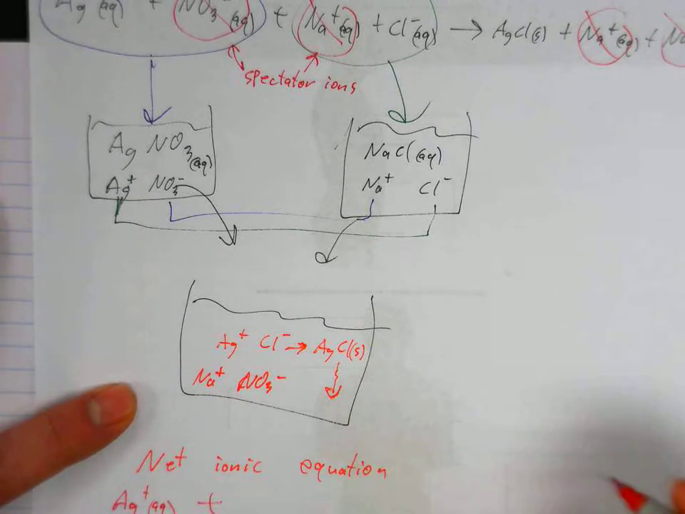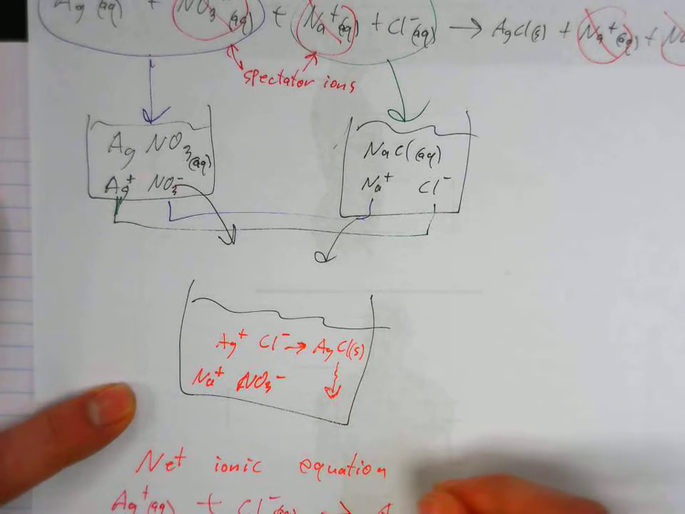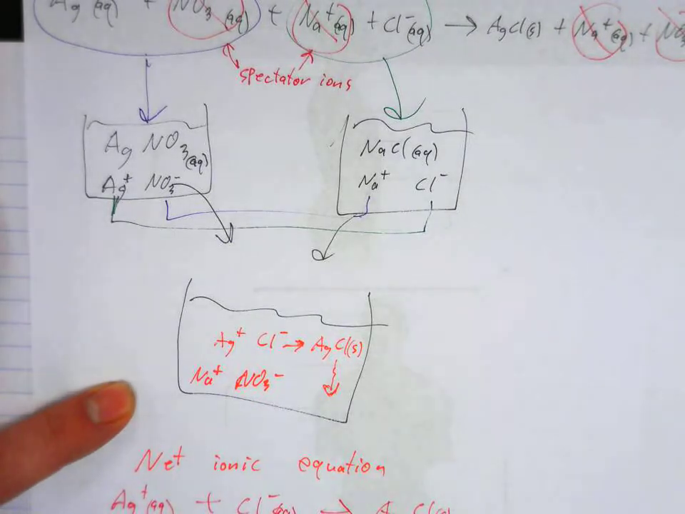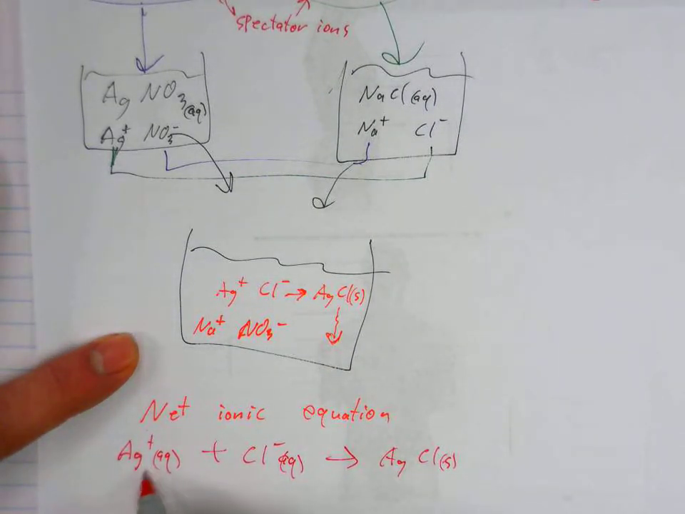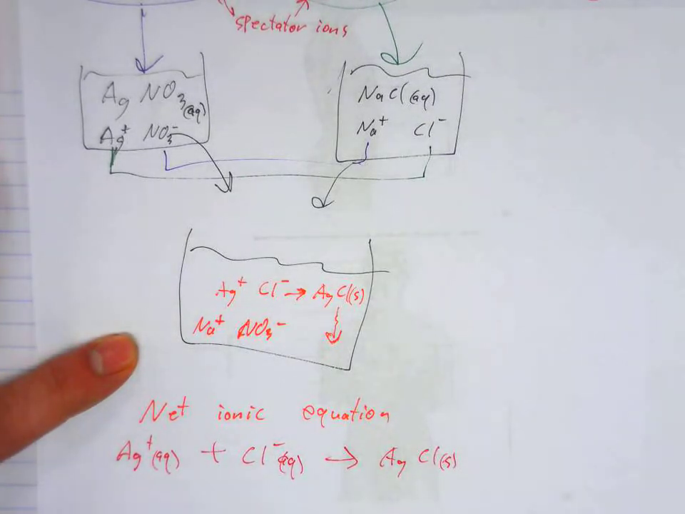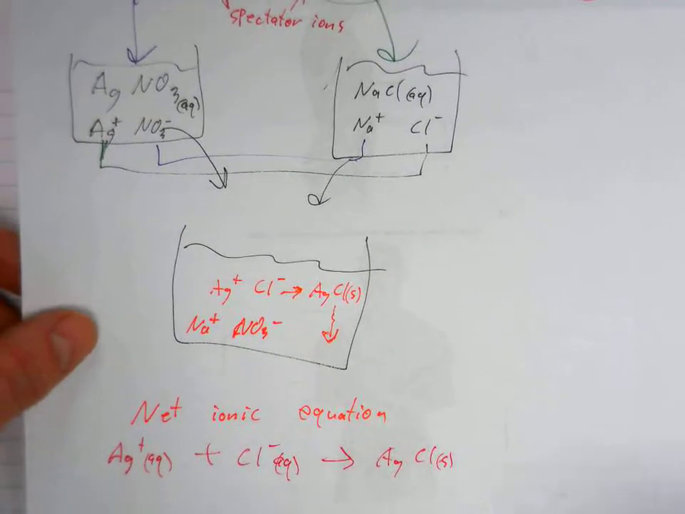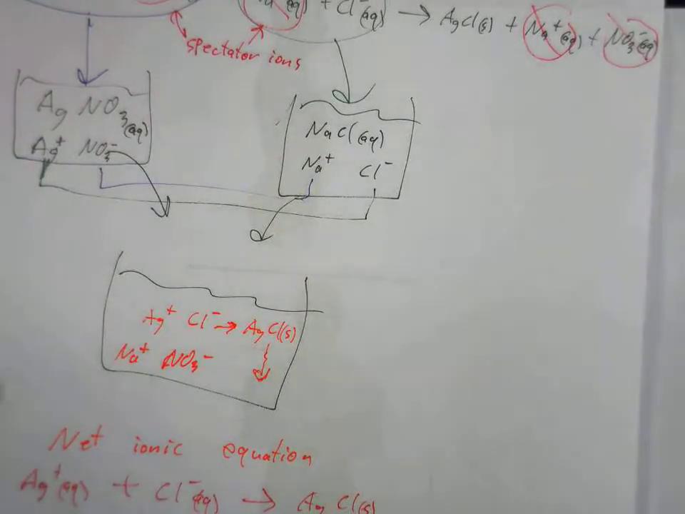This reaction would be silver plus chloride binds to make silver chloride solid. So Ag, silver, plus chloride combines to make silver chloride. So let's look at a few examples of solving net ionic equation problems.